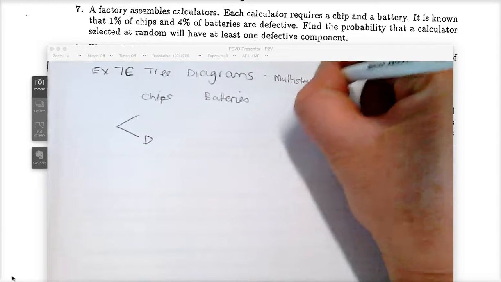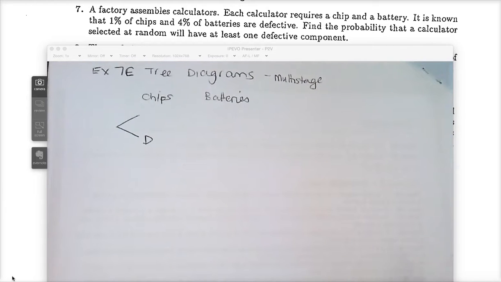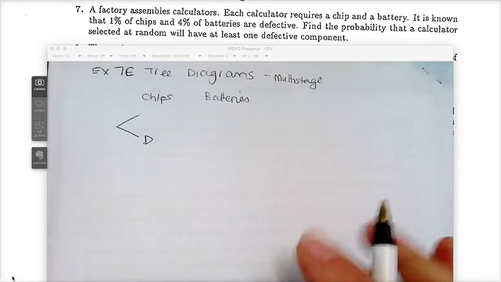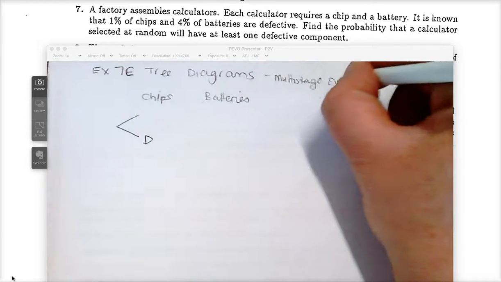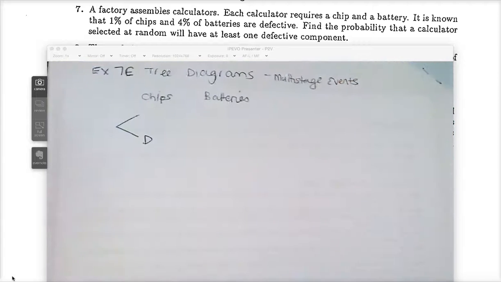That includes rolling dice twice, tossing a coin 3 times, or tossing 3 coins at once: first coin, second coin, third coin. Getting tickets in a lottery: first ticket, second ticket, first prize, second prize, third prize. So every time there's a different event that happens, you need to draw a tree diagram.